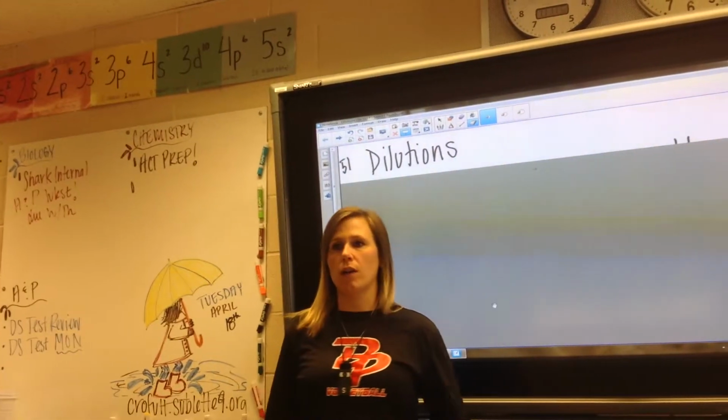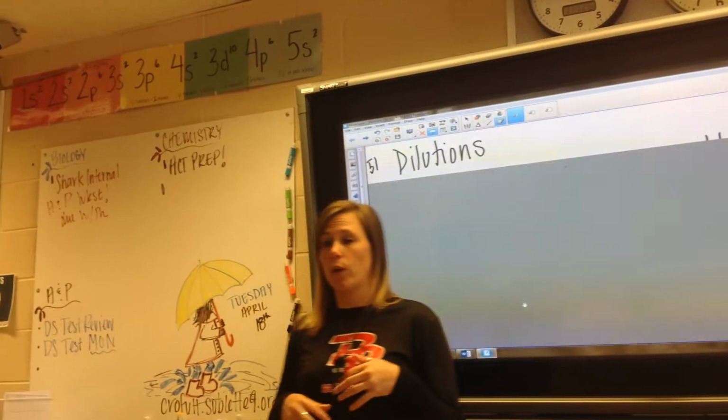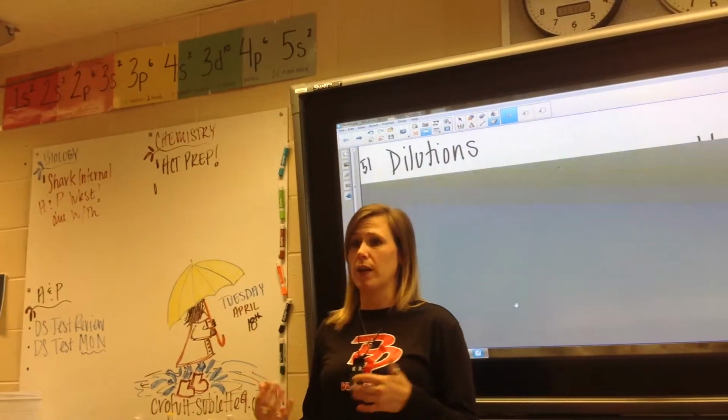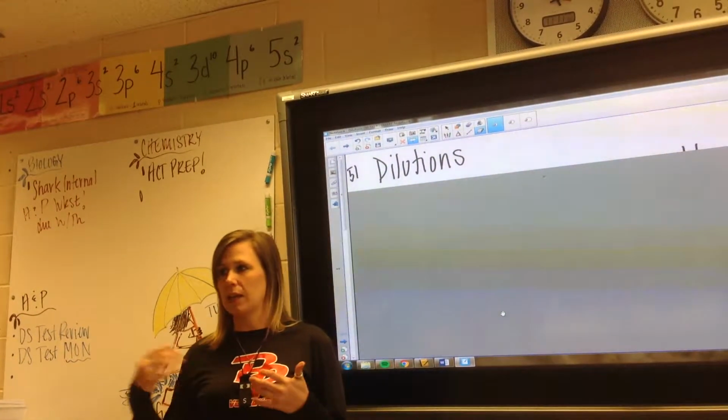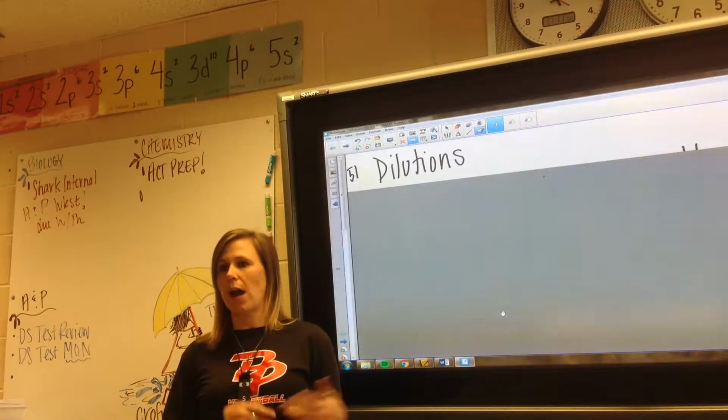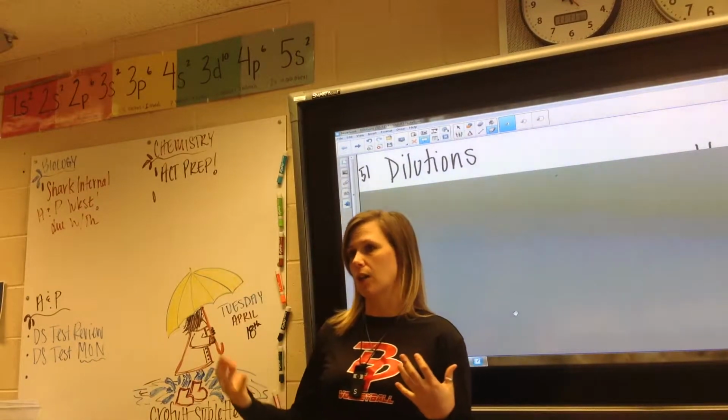This is kind of a formula that helps us predict what our new molarity would be, how much water do we add to it, those kinds of things. If we want to make a different concentrated solution, how much water do we need to add to get that concentration?